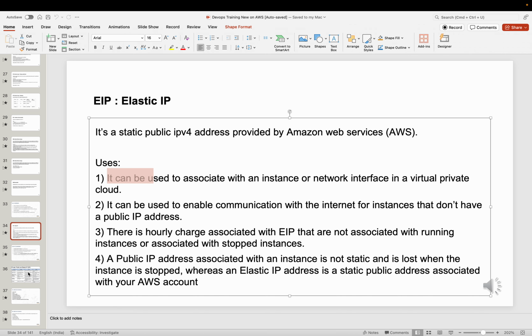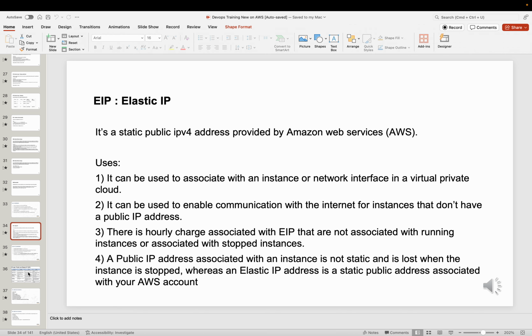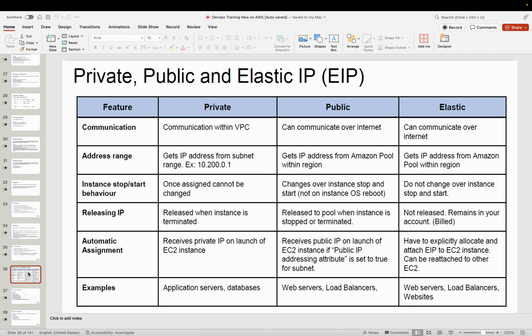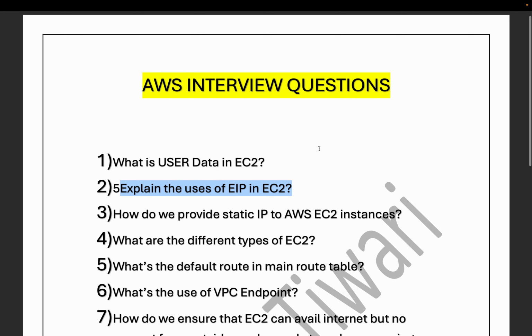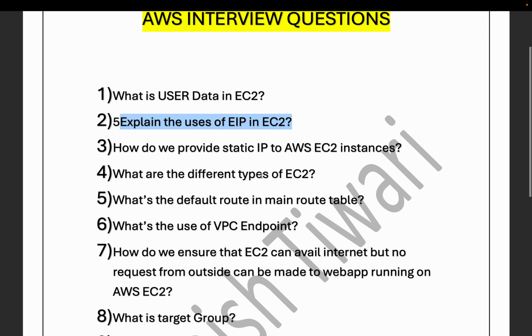Where it is used: if you have a private EC2 instance, or even a public EC2 instance, whenever you stop and start the EC2 instance, its public IP gets changed, correct? But if you want to make it static, so that the same public IP is there across the multiple states of your EC2 instance, you can launch one EIP and associate it with your EC2 instance. That will have a cost, but it will give you a static IP address for your EC2. So that's the usage of EIP in EC2.